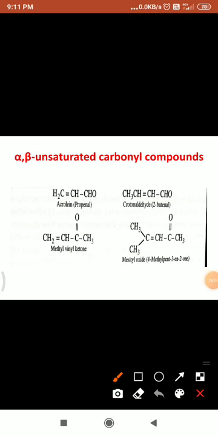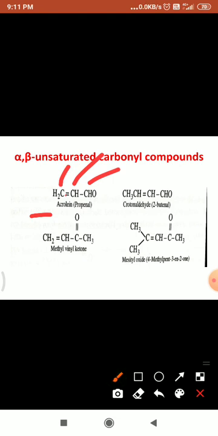See here, this is acrolein or propenal. This is an alpha beta unsaturated compound. This is the carbonyl group, the aldehyde group. This is the alpha carbon, this is the beta carbon. Here unsaturation is there. That means this is an alpha beta unsaturated carbonyl compound.